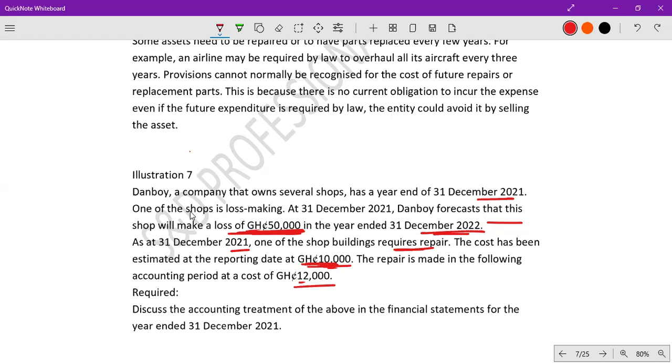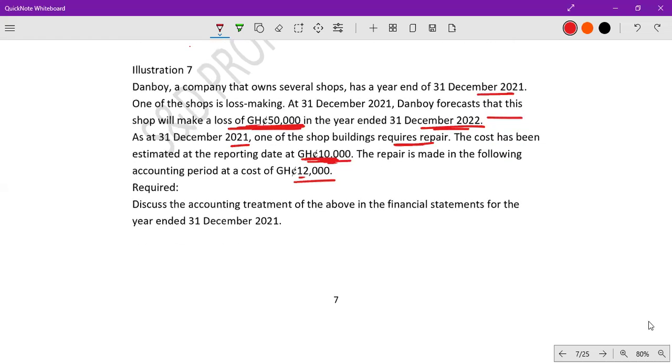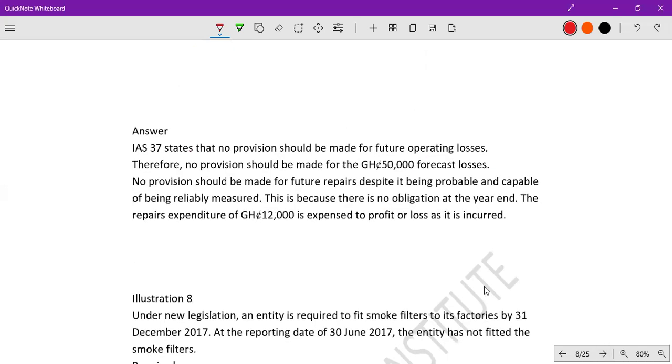So this is the nature of how some of these questions will be asked. What is the answer? It said that IAS 37 says that no provision should be made for future operating losses. Therefore, no provision should be made for the 50,000 for the forecast. No provision should be made for future repairs, despite it being probable and capable of being measured. This is because there is no obligation at the year end. This is what I was just saying.